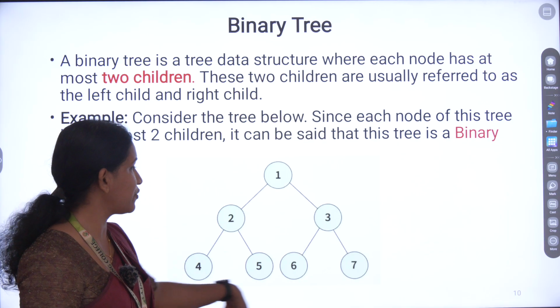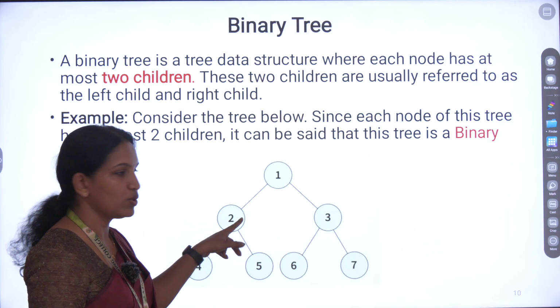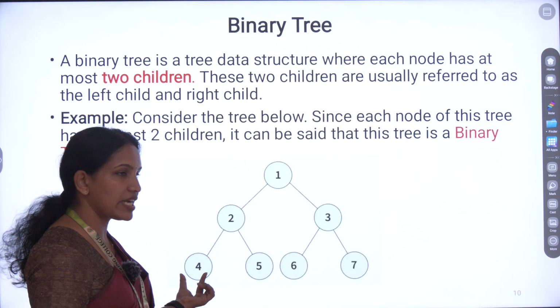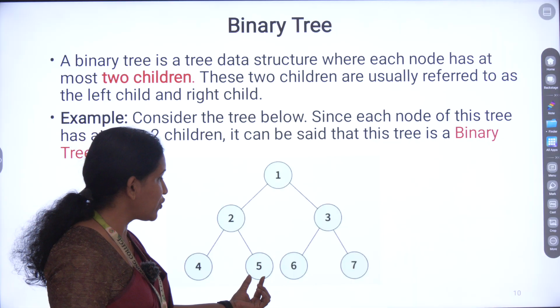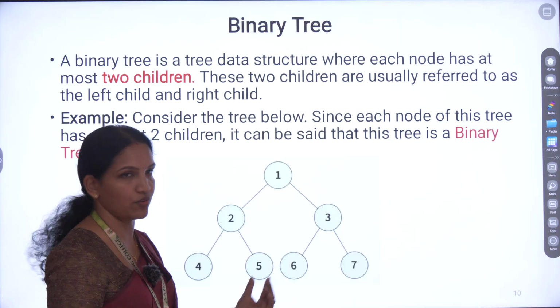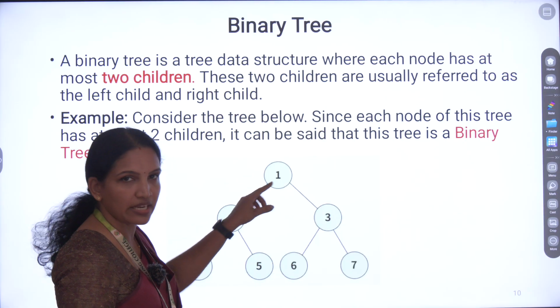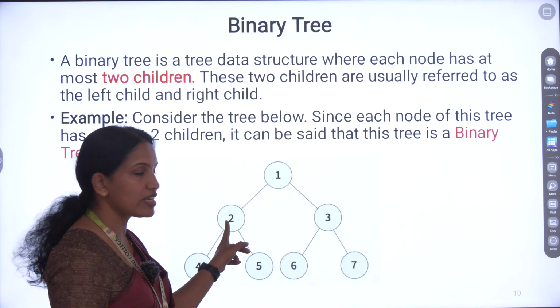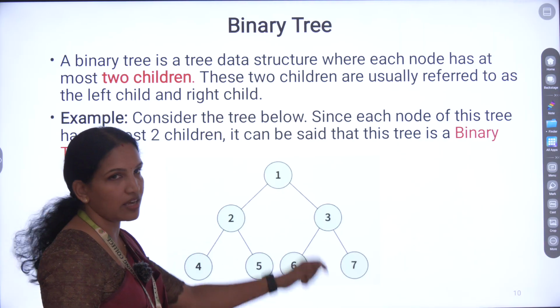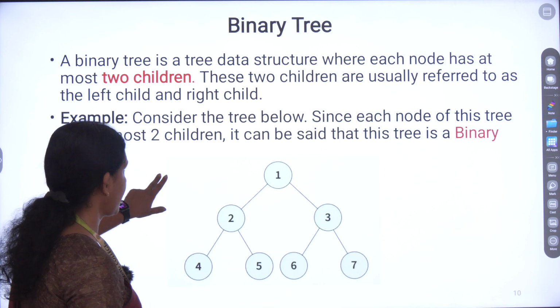See this example: if you take node 2, it has 2 child nodes. They are known as the left child and the right child. If you consider node 6, it doesn't have any child node, it's a leaf node. And node 1 has 2 child nodes: the left child is 2 and the right child is 3. Such kinds of trees are called binary trees.